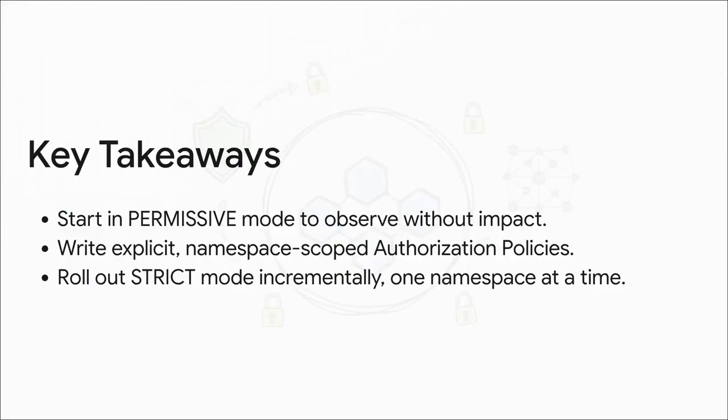So, if you only remember 3 things from all this, let it be these. 1. Always start in permissive mode. Observe first, enforce later. 2. Write explicit, targeted authorization policies for each namespace. And 3. Roll out strict mode incrementally, one namespace at a time. This methodical approach is your key to a successful and stress-free implementation.